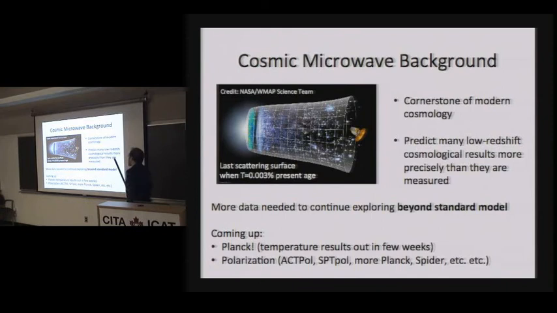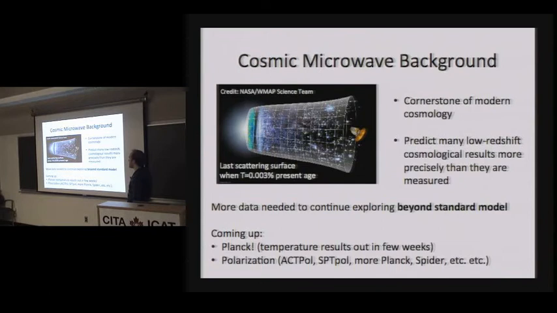Of course, that's great, but the low redshift measurements are still extremely important because we want to go beyond the standard model, understanding what dark energy is and if it's evolved. These are questions that we really need to answer. So the CMB doesn't tell us everything. Even within the CMB, we're still not at the point where we really know everything we can learn.